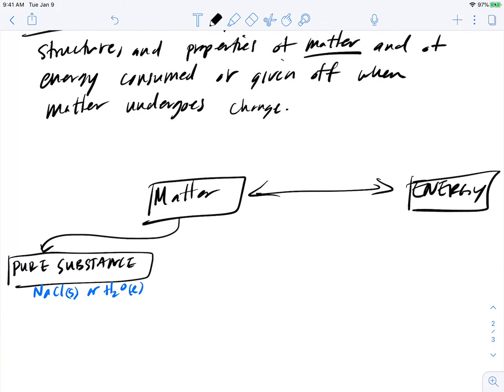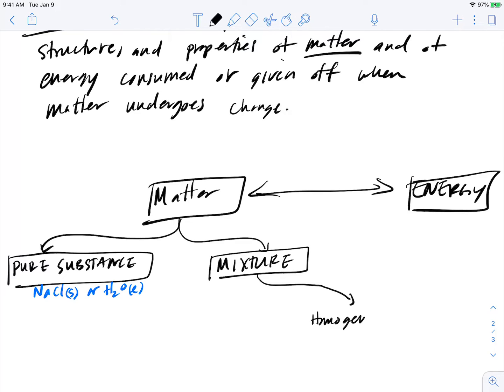So we can define a mixture as two or more pure substances. So this is a mixture. So matter can either be a pure substance, or more than one pure substance will make a mixture. Now those mixtures can either be the same throughout, homogeneous, or can have visibly different phases, or be heterogeneous.